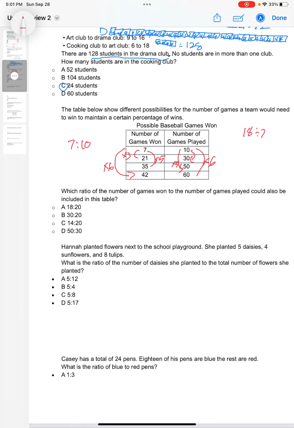Does 7 go into 18 evenly? Well, no. So it's not A. Does 7 go into 30 evenly? So it's not B.